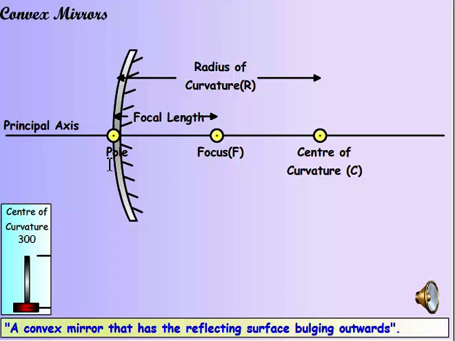A convex mirror has a reflecting surface that bulges outwards. The nomenclature for the convex mirror is similar to that of a concave mirror. But one major difference is that the center of curvature of the convex mirror does not lie in the reflecting portion, whereas in a concave mirror, it lies within the reflecting portion.